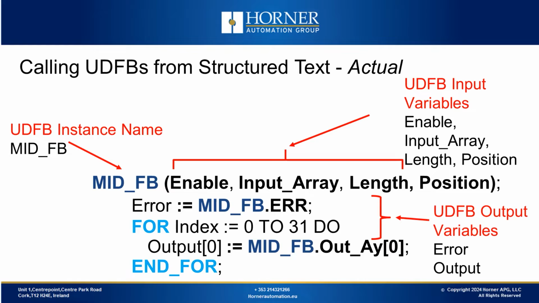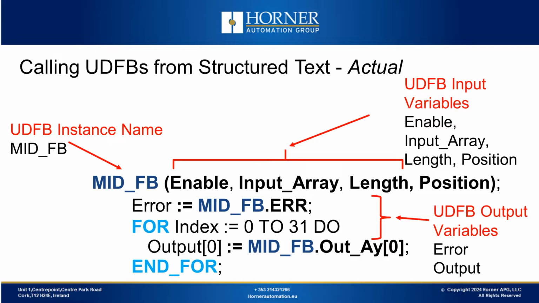Here we have some code from a structured text routine that is actually calling a UDFB, which in this case is the mid UDFB. When we are actually calling a UDFB from structured text, we call an instance of the UDFB. So if the UDFB we want to call is mid, we would need to create an instance of the mid UDFB. Here we have called this mid_FB. Then in our program variable listing, this mid_FB that we have created is set and typed as mid, because that is the name of the UDFB we are calling an instance of.